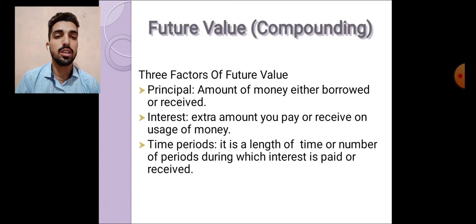Future value compounding has three factors: the principal, the amount of money either borrowed or received; the interest, the extra amount you pay or receive on usage of money; and time periods, the length of time or number of periods during which interest is paid or received.